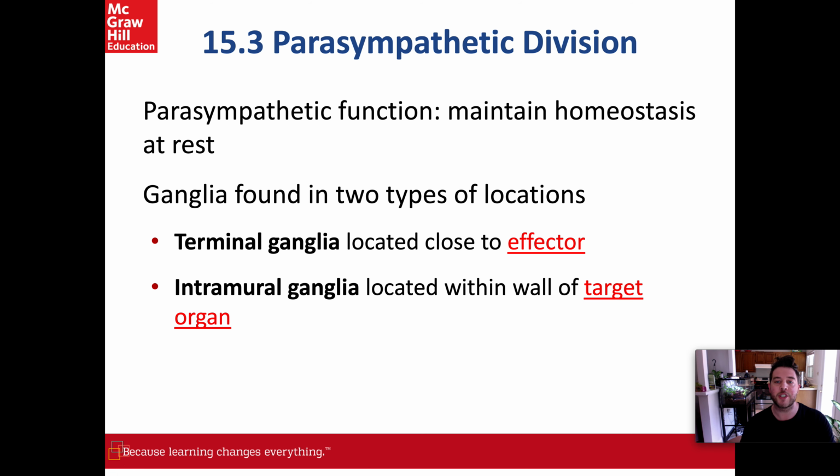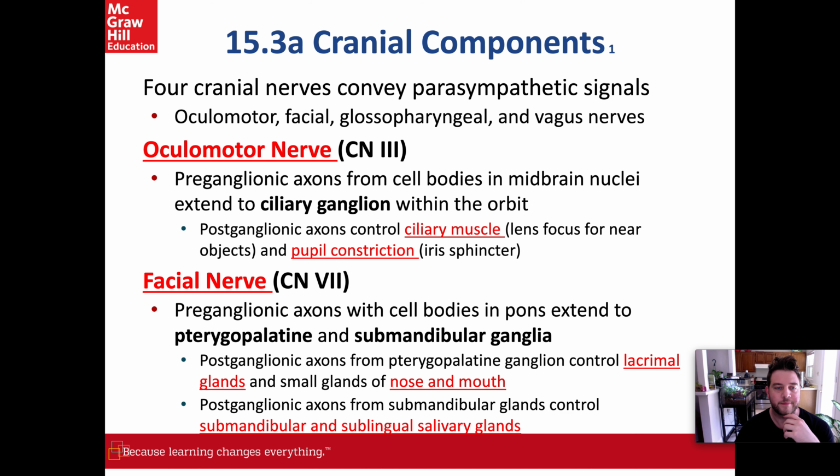So the parasympathetic division is maintaining homeostasis while we're at rest. Its ganglia are found either in the terminal ganglia, close to the effector, or the intramural ganglia located within the wall of the target organ. So intramural, within the wall of that target organ. So your ganglia for your parasympathetic are intramural or terminal.